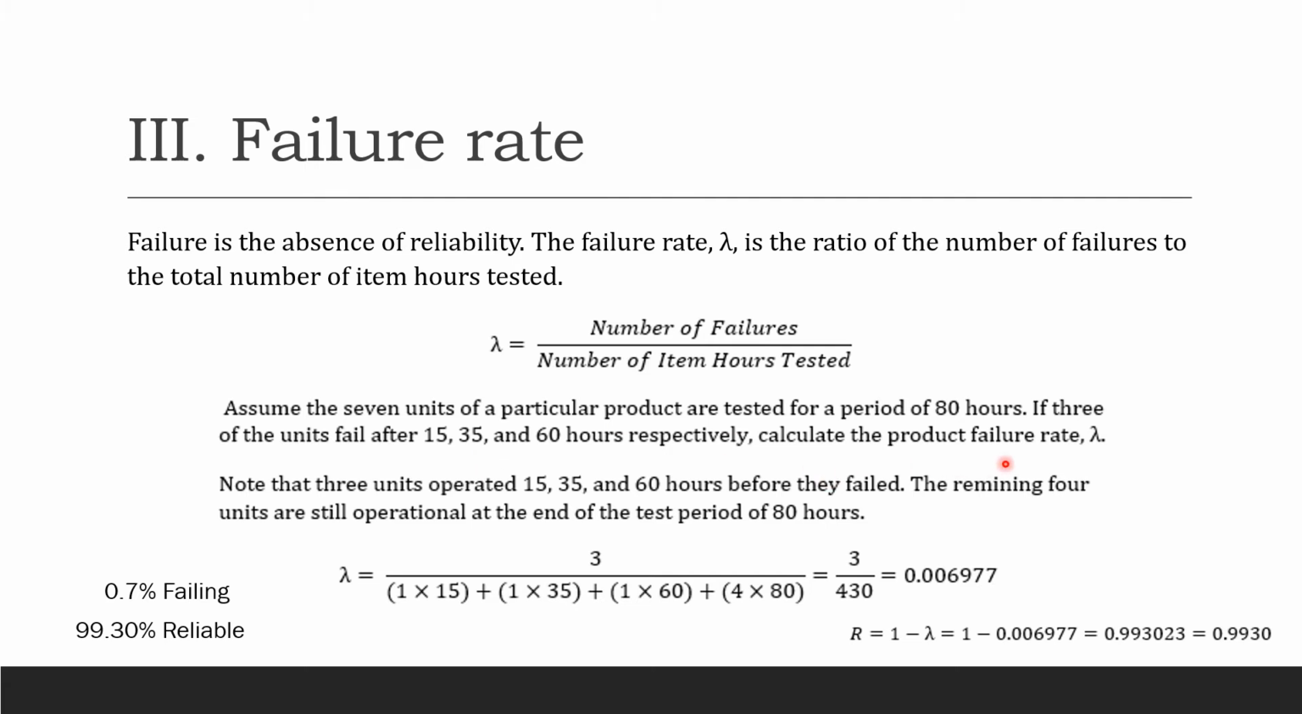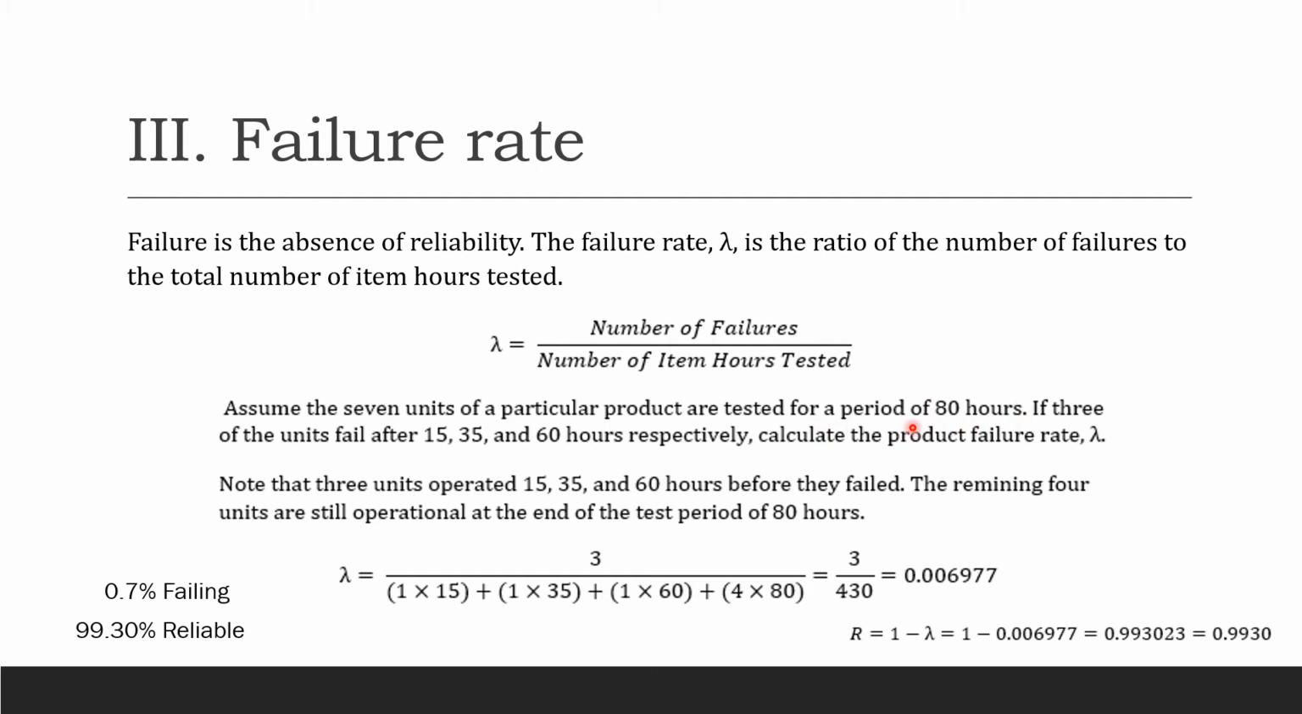So calculate the failure rate, lambda. We get the failures. Where is the failure? It's the number of failures, 3 of them. If 3 units fail, that's 3 failures, divided by the number of item hours tested. First one we tested 15 hours, the second one 35 hours, and the third one 60 hours. 3 of them are going to fail. The rest, so there are 4. The total, we have 7 units. Only 3 are tested, so 1, 2, 3.